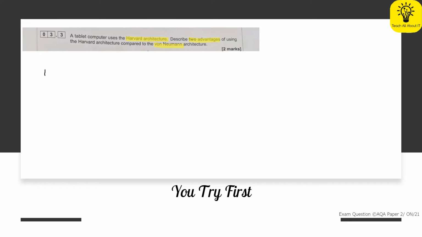Now, there are a couple of things that it's worthwhile being aware of. First of all, we are going to need to think of two things. Both of them need to be advantages, so this is not a balanced question, and we need to compare them to von Neumann.